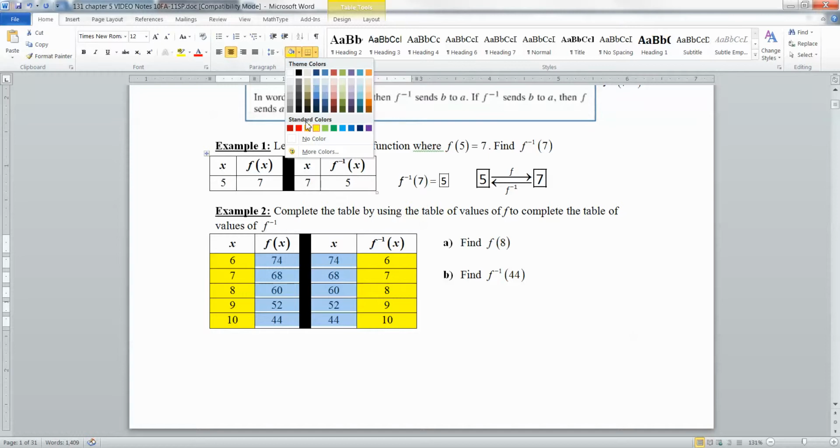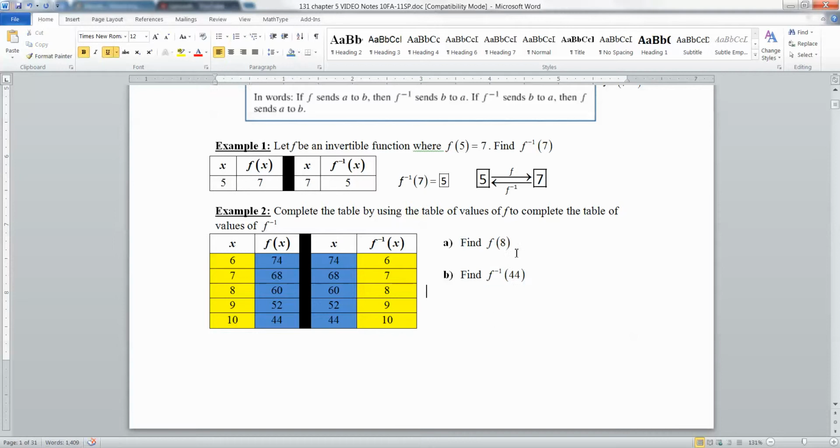I'm going to color code them here. Oh, that's terrible. I'm sorry about that color choice. We're going to have a blue. There we go. Okay. All right, so if that's the case, then let's look here.